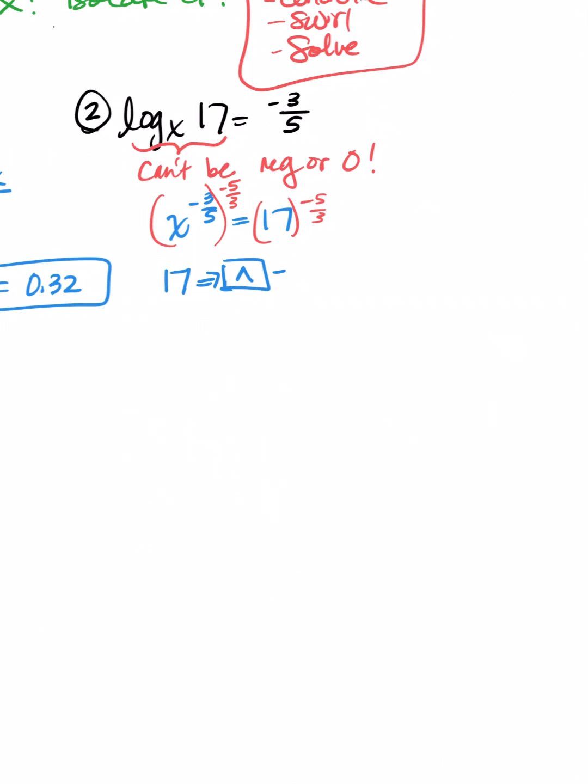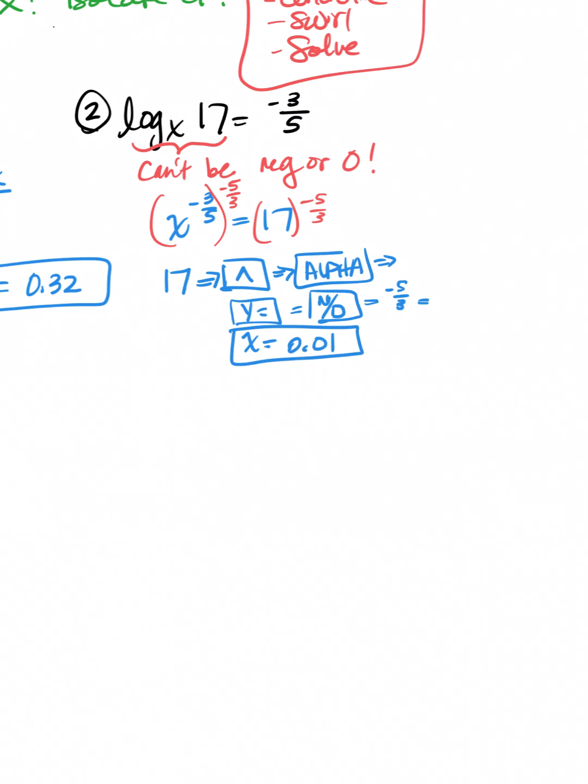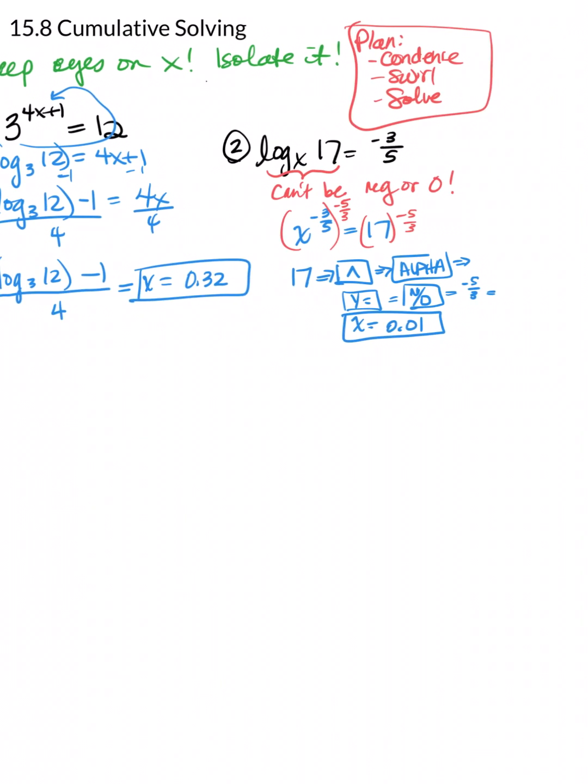Then I'm going to go to alpha, and I'm just going to come down here, y equals, and that's going to give me the fraction, n over d, and then I can enter in the negative 5/3. A lot of keystrokes there, right? When I do all that, it does the math for me, and I end up with 0.01. Okay? Let's try another one.